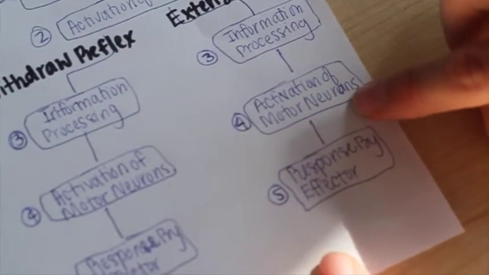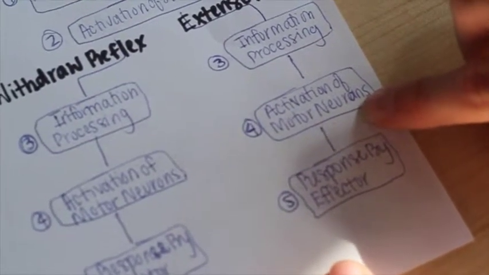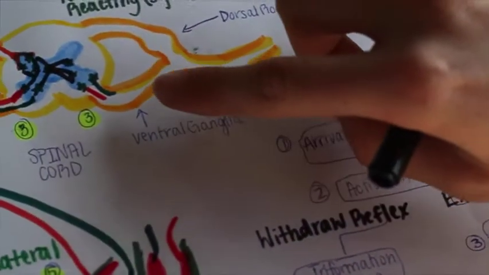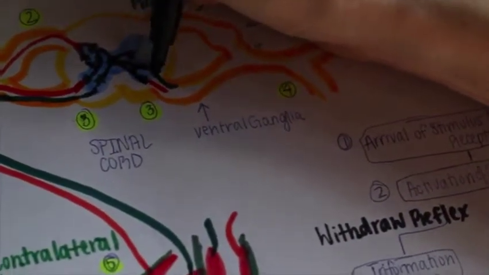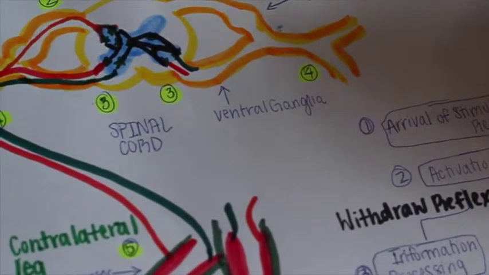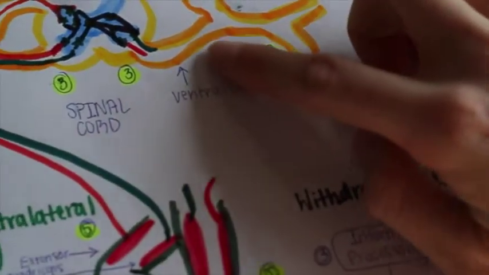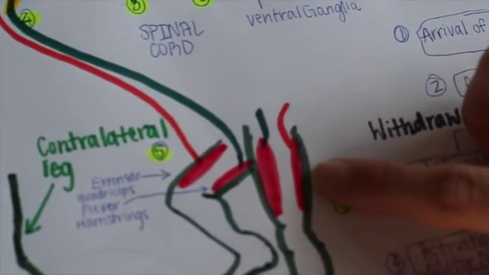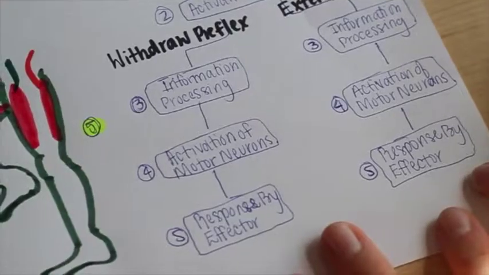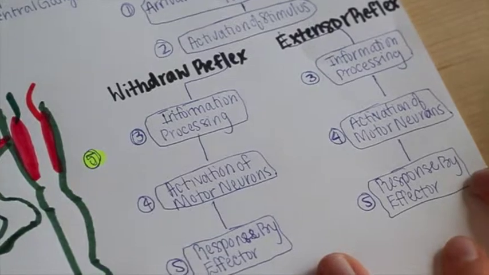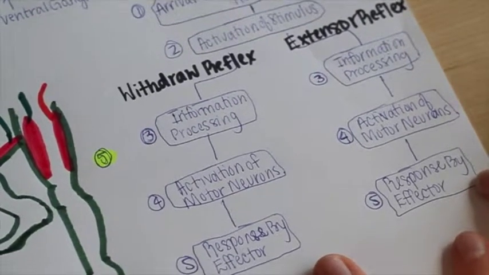Step 4, activation of motor neurons continuing in the contralateral leg. The interneurons synapse with the contralateral motor neurons and travel back through the ventral root ganglia towards the extensor and flexor muscles of the contralateral leg. Step 5, response by effector, part 1, completing the extensor reflex within the contralateral leg.